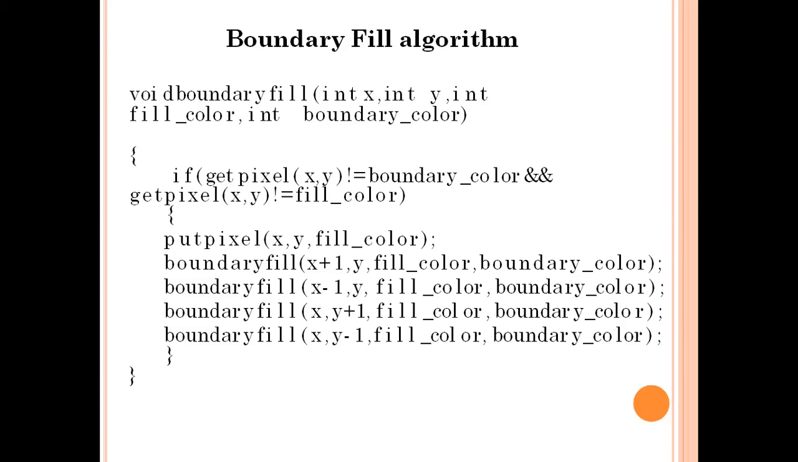So what are the different parameters which we have to pass to this method or function? We have to pass the location of that pixel. We have to pass the color which we want to use for filling, that is the new color, and we have to pass the boundary color which is there with that shape. So this is the boundary fill algorithm. After that we will see the next algorithm.